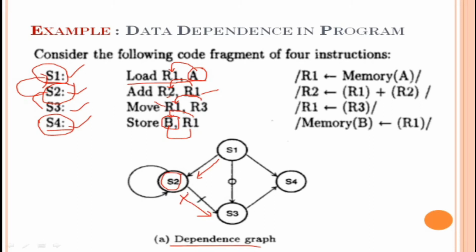an arrow here. And S1 and S4 are independent, so they are not dependent on the other statements, so they can be executed independently. Hence those statements are called the independent statements, because they are not dependent on the other statements here.